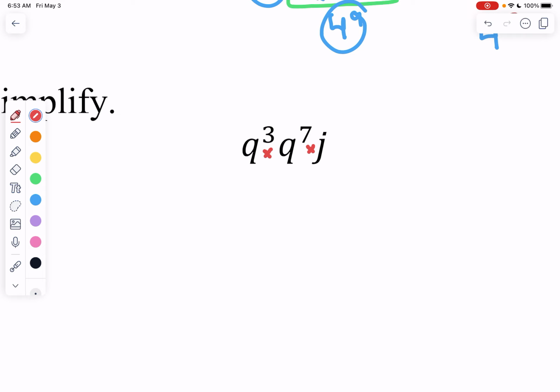So I'll multiply my q's first by first dropping my base, q, and then adding the exponents together. 3 plus 7 is 10. And since we did not touch the j, we just drop it down. So the final answer is q to the power of 10 times j.